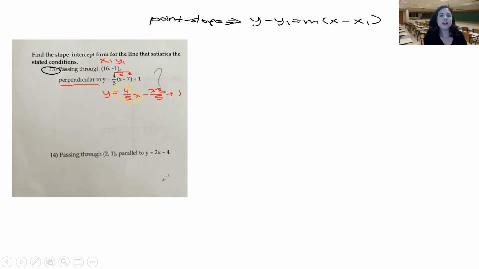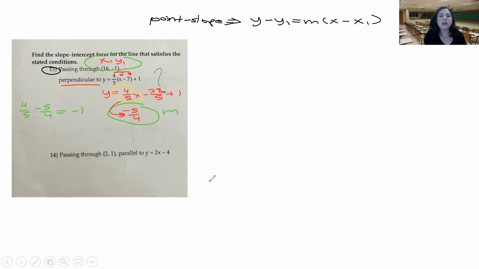If we're trying to find a line that's perpendicular to that, then we need to use a slope of negative 5/4, because the rule for perpendicular lines is that their product is negative 1. And so if I were to multiply 4/5 times negative 5/4, then that equals negative 1. Another way to think about it is that it's the opposite reciprocal. So this is what I'm using for my slope. This is the point that we're working with.